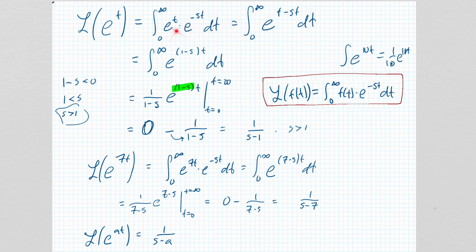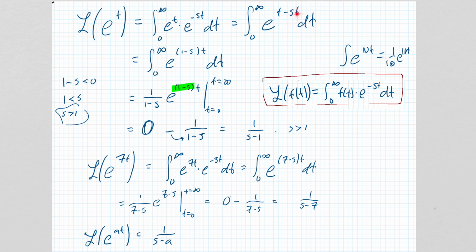Well, when I have multiplication on two exponential functions like this, I can put them in the same base. And when I do that, I get that base, and then I get the two pieces added. So I get t minus st. We've done that a whole lot, so you should be pretty comfortable with that. So this thing converts over to the integral from 0 to infinity of e to the t minus st dt.